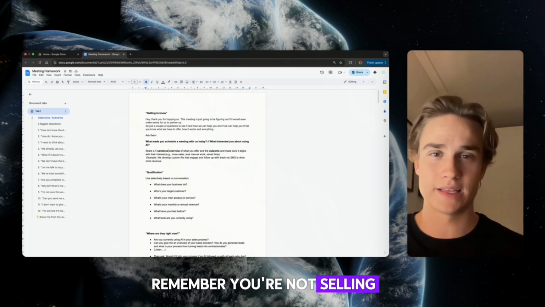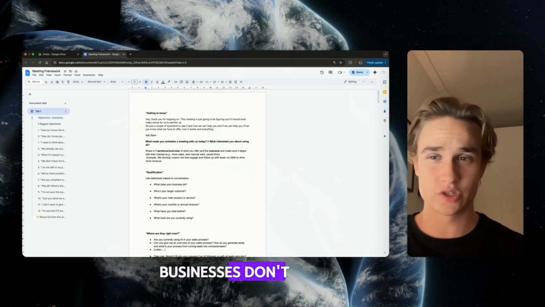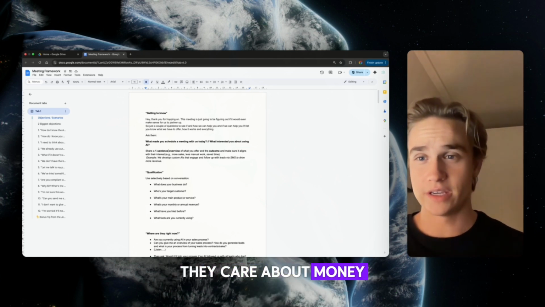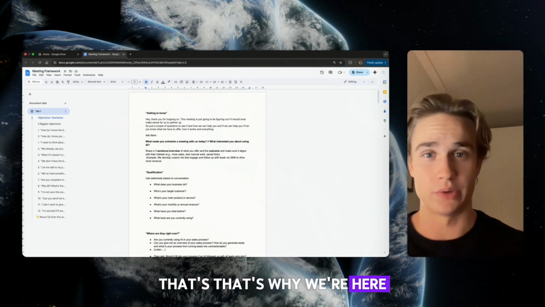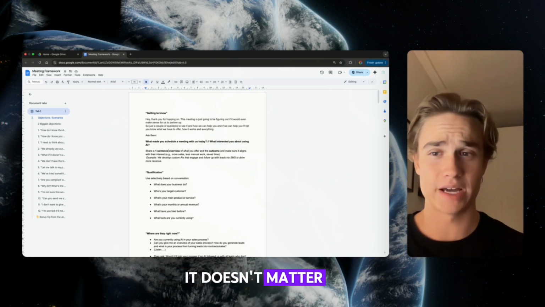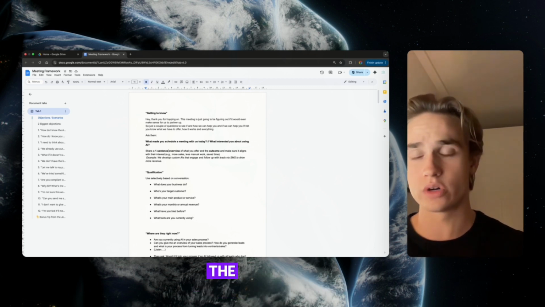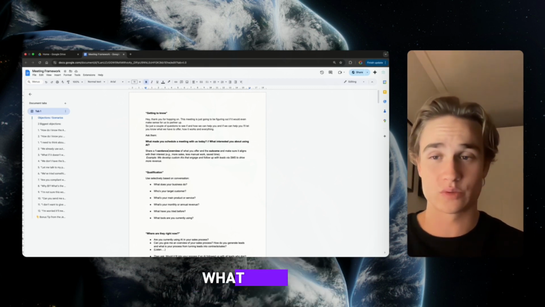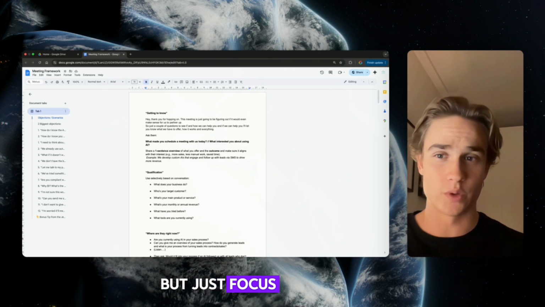Remember, you're not selling AI, you're selling outcomes. Businesses don't really care about AI, to be honest. They care about money and they care about customers. That's why we're here. So whether that's more sales, less manual work, more time saved, it doesn't matter. Just focus on the outcome. And then of course the tech is cool at some part, and that's what you go into in the demo, but just focus on outcomes.